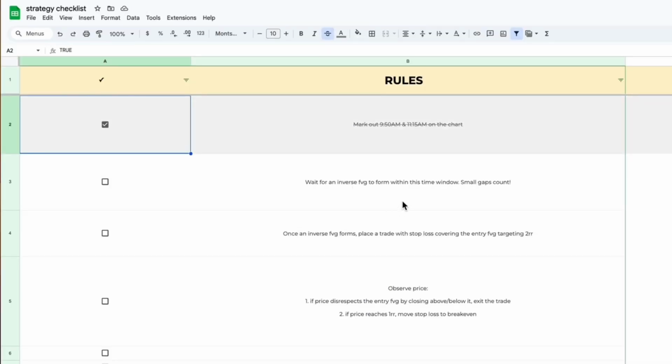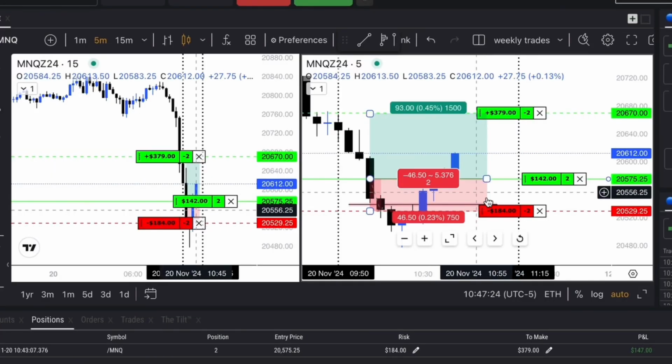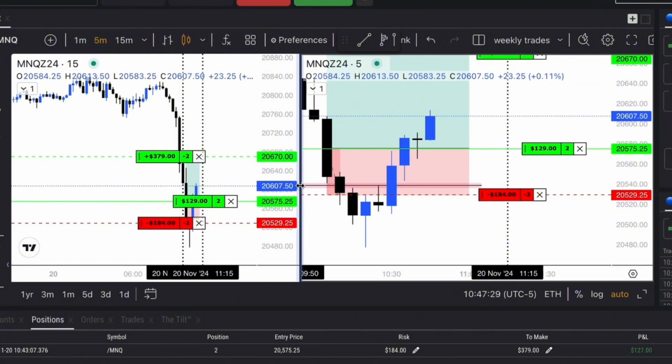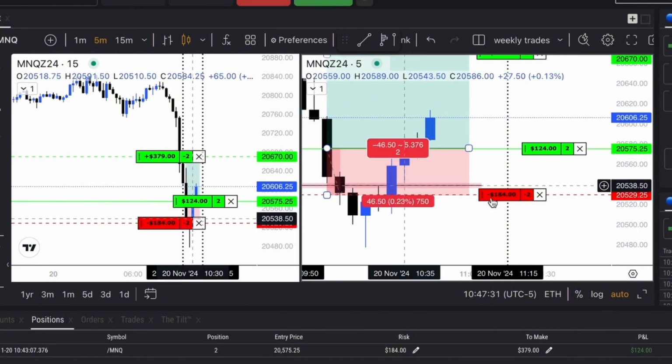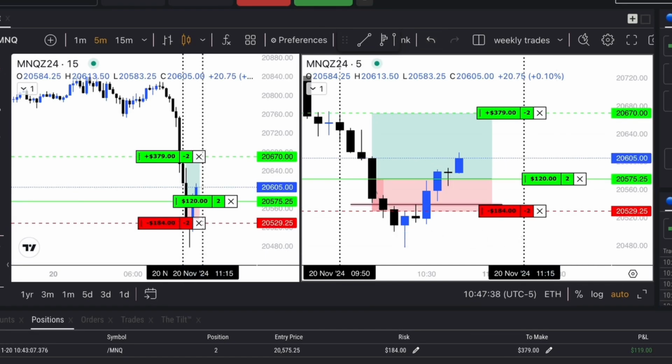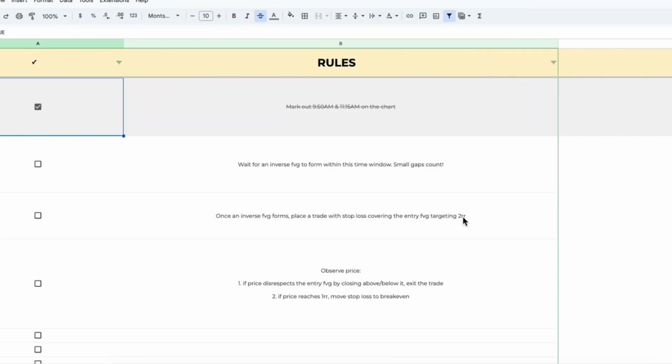Wait for an inverse fair value gap to form within this time window. Small gaps count. So there was an overlap here. Zoom in. It was this upper portion of the inverse fair value gap that overlapped. Because I saw that, that was a valid entry for me. And so we could check that off.